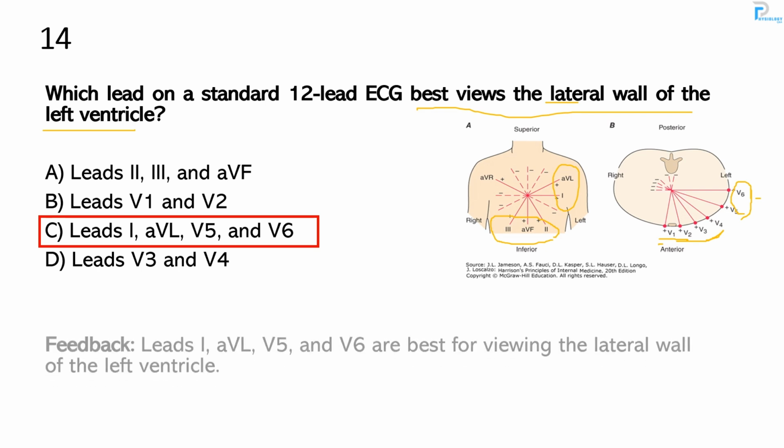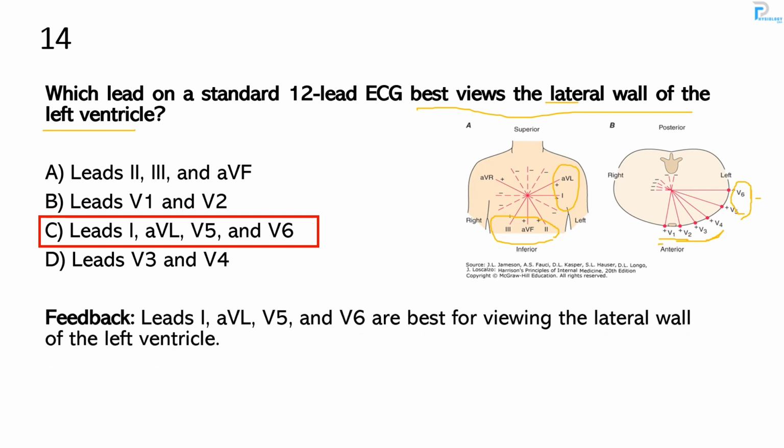That is quite important because if there is ischemia or infarction and you want to know which surface is affected, you look at which lead shows the abnormality, and from there you can know the surface.